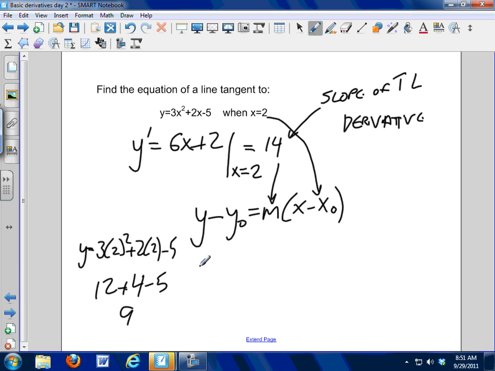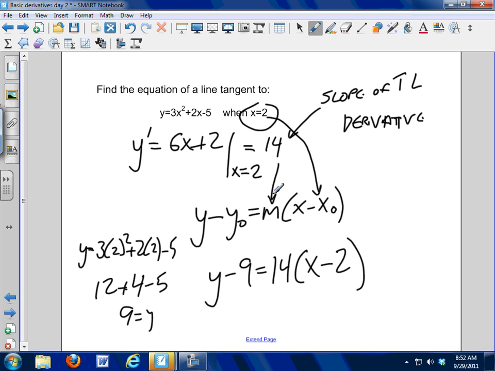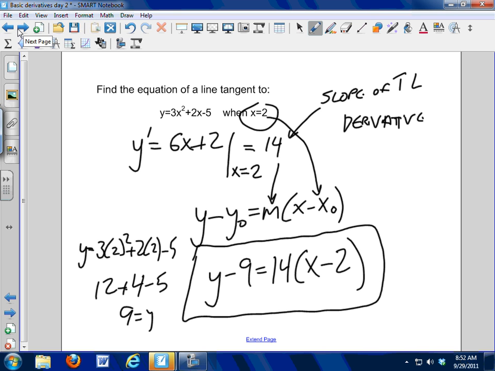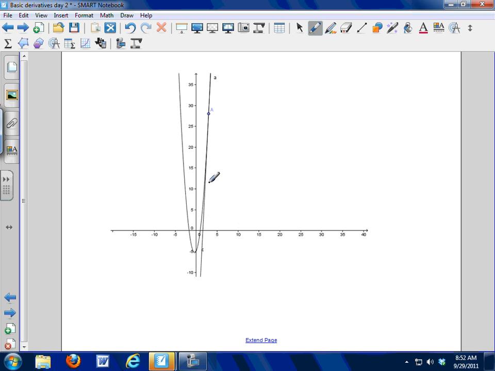So we've got enough to fill this in. We know this is my y, that's my x, this is my slope, and away we go. y minus 9 equals 14 times x minus 2. Ta-da! We have written an equation, and that's all we need to do, an equation of a tangent line. Slope of the tangent line, derivative. There's the tangent line right there. You can't see it, but it's right there. That's the tangent line. It crosses right at exactly that point, when y is 9 and x is 2.